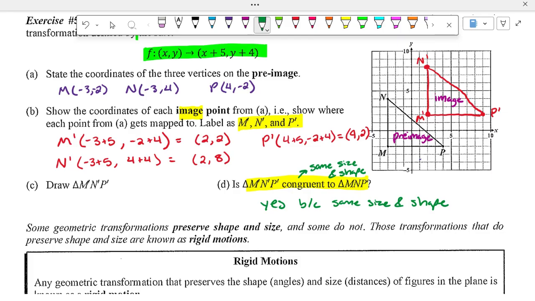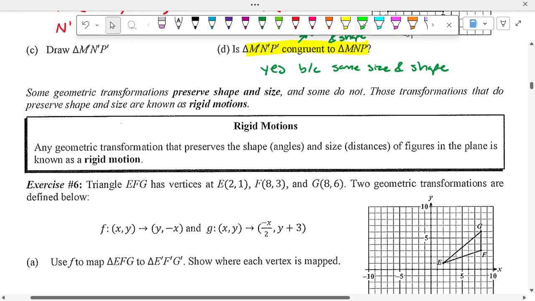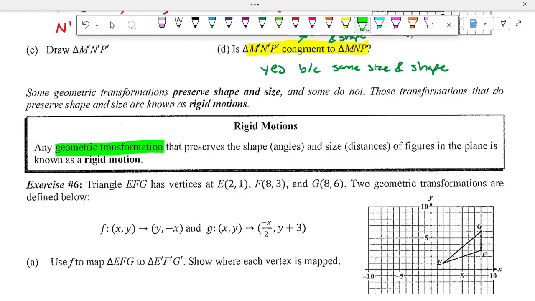So this transformation that we did kept the size and shape of the figure consistent. There's a special word for this type of transformation, and that's a rigid motion. So a rigid motion is any geometric transformation, so that can be a translation, reflection, rotation, whatever, that preserves the shape, which is made by the angle. So that means all 3 angles are congruent. And the size, which is the side length or distances of the figures in the plane. It's known as a rigid motion.